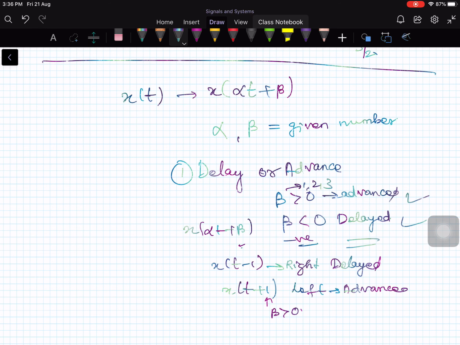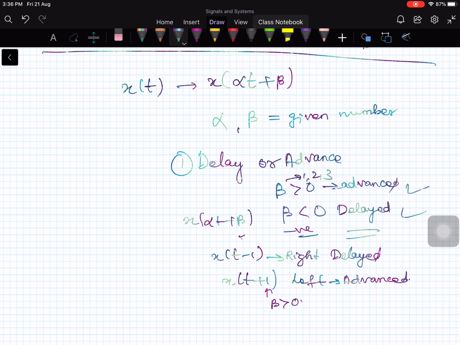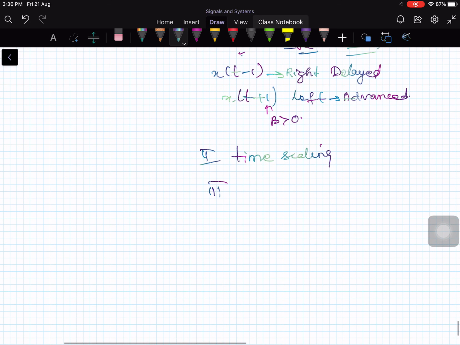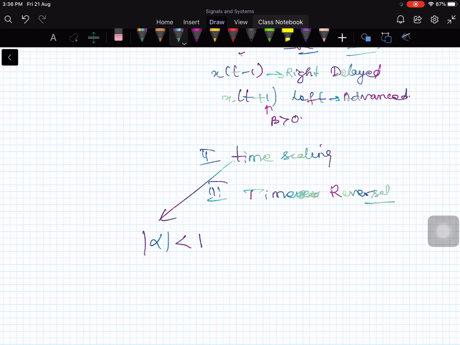That is all. And after that, perform the time scaling. The second one is time scaling. And the third operation is time reversal, or you can do time reversal and then time scaling, no problem. But the first step is very important. You have to first advance or delay, depending on the beta value. In time scaling, if the mod of alpha is less than 1, then the signal is linearly stretched. We have seen an example of this also. And if alpha is greater than 1, then the signal is linearly compressed.